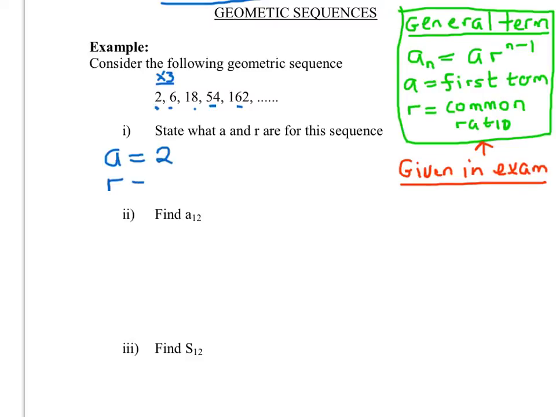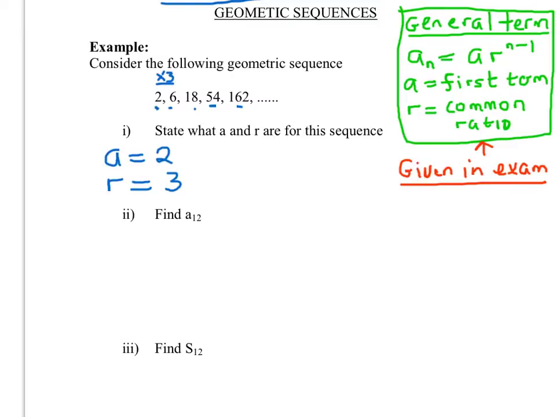r is the common ratio. That's the number that you multiply the previous term by to get the next term. So that number, as we just discovered earlier on, is 3. We multiply the previous term by 3 to get the next term. So that's that part done. Part 2 asks us to find A12, the 12th term of the geometric sequence.